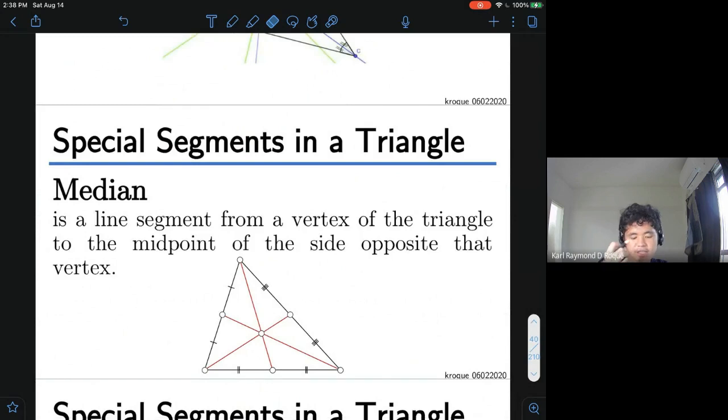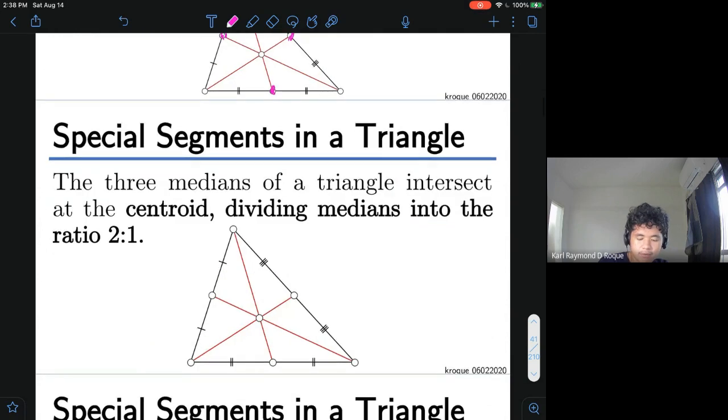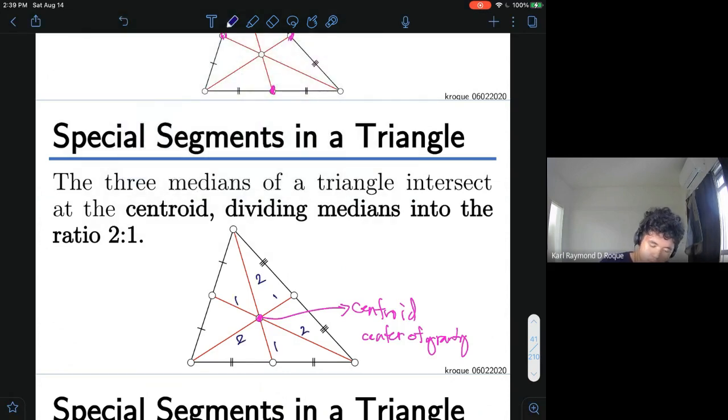Next, the median is a line segment from a vertex of the triangle to the midpoint of the side opposite that vertex. No circle can be formed there. But the interesting property is that this is called the centroid. Some say center of gravity. Its special property: it divides the median in a 2:1 ratio.